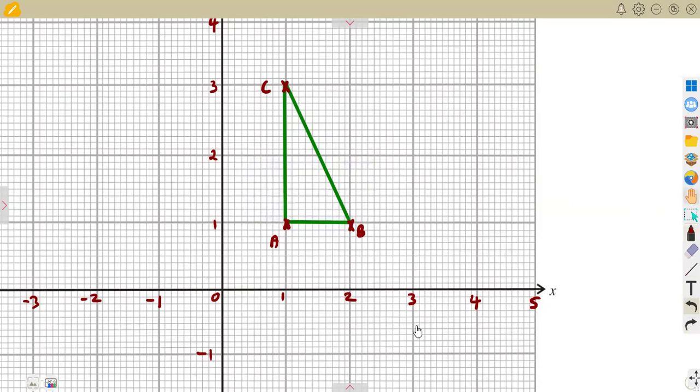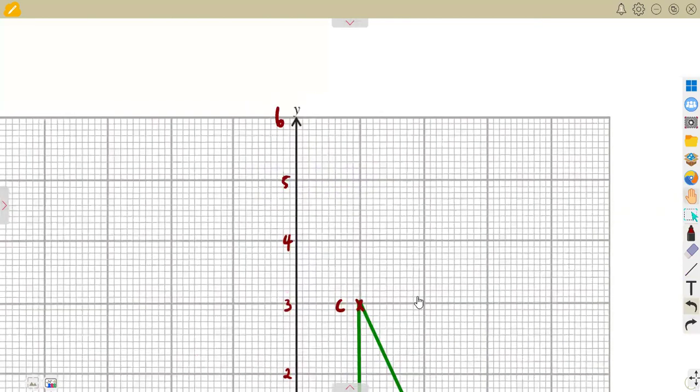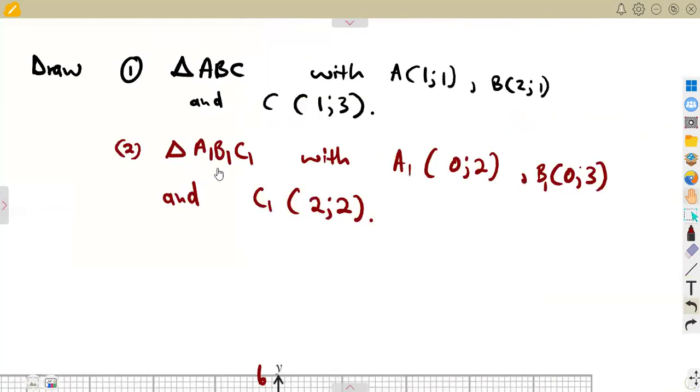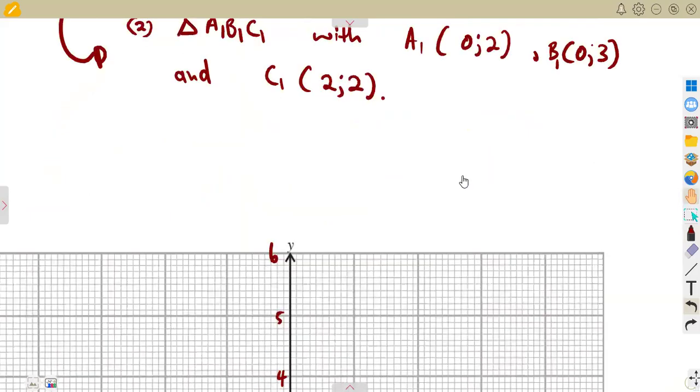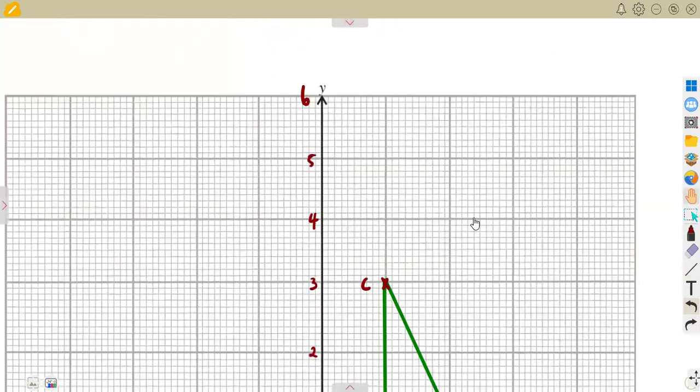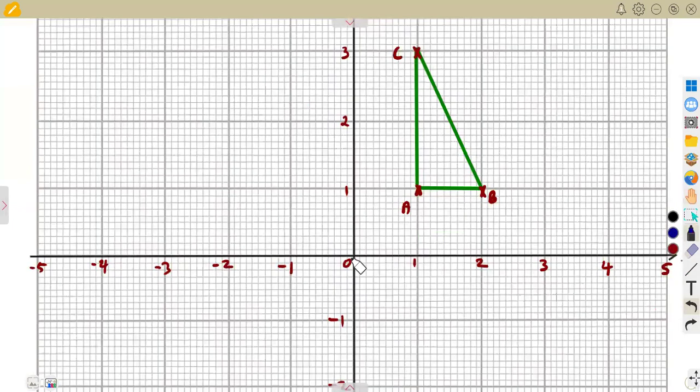Then also we are given the image of the triangle ABC, A1, B1, C1. You're supposed to describe the single transformation which maps ABC onto A1, B1, C1 with 0, 2, 0, 3, and 2, 2. All right, so let's mark our points. That's 0, 2, this point here. That's our A1. So A1 is 0, 2.